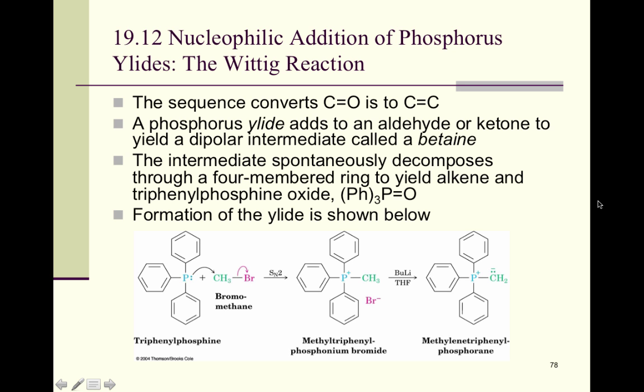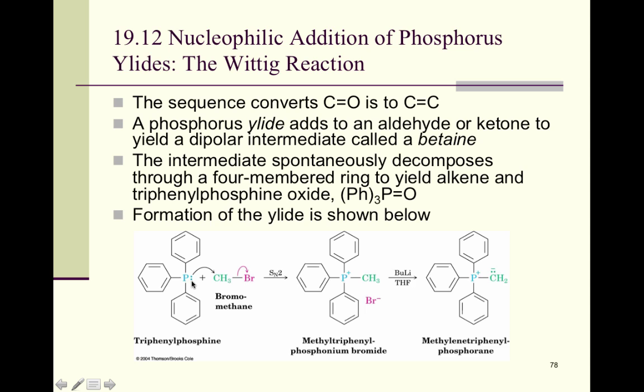All right, the nucleophilic addition of phosphorus ylide. This is also known as the Wittig reaction. We do have a lot of named reactions in OChem, and here's another one. So what is actually happening in this reaction is we are converting our carbonyl group, C double bond O, to an alkene, C double bond C. We're going to be using triphenylphosphine. That's 3 benzene rings attached to this phosphorus.